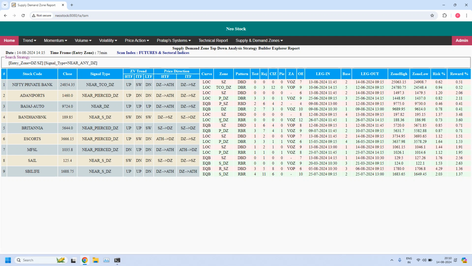Here we have Bandhan Bank, which has a high liquidity 75 minutes demand zone and a fresh zone. You need to fine tune the zone. If you can find a fresh fine tuned 5 minute zone, then only you can plan a trade. Otherwise there are higher chances the zone will be violated. So at present we have one valid high liquidity 75 minutes demand zone.